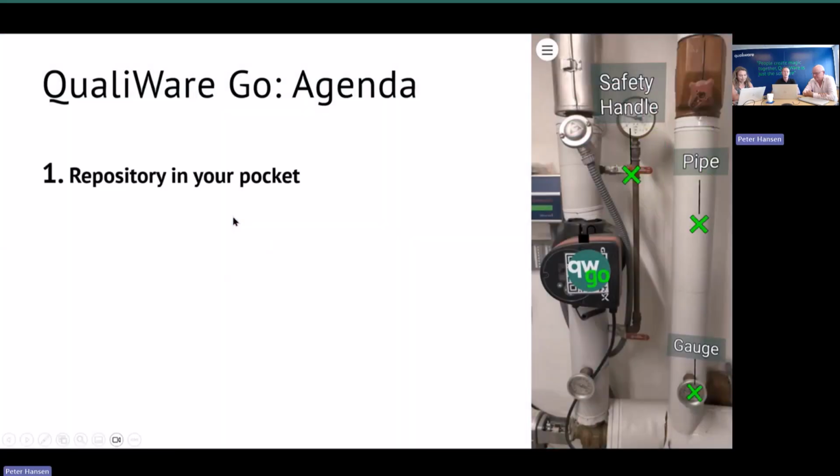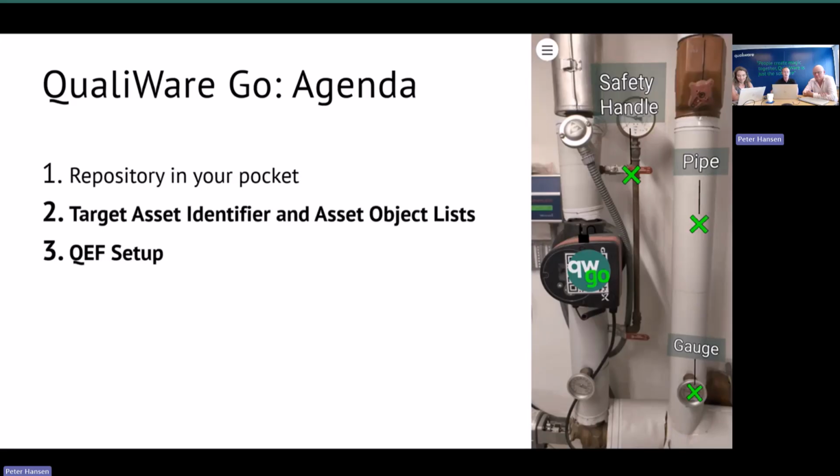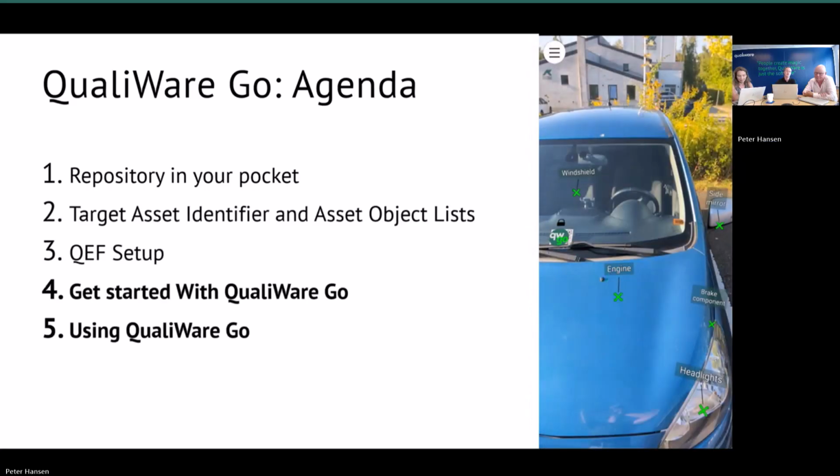All right, so the agenda for today: the first step is the repository in your pocket. This is a step which Claus will walk you through. Then I will build on that and tell you what a target asset identifier and an asset object list is, and how they will help you create an AI experience in this app, and we'll go through the QEF setup. These two steps are mainly for the architects in your company. Then we have getting started with the QualiWare Go app and using QualiWare Go. These steps are mainly for the users of the app.